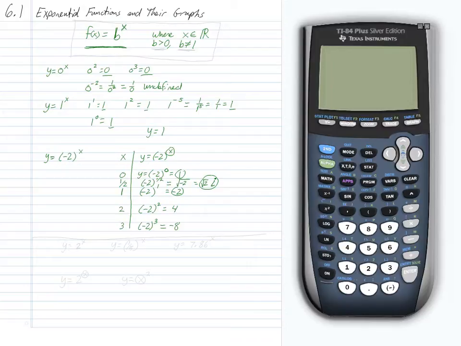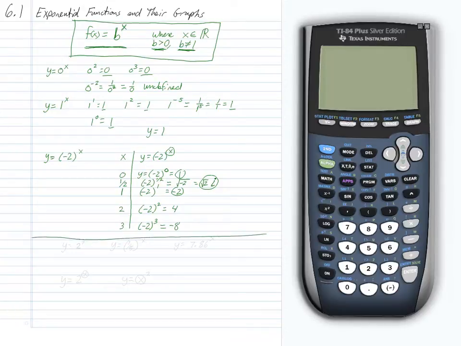So we don't like negative bases, we don't like the base to be 0, and when the base is 1, things are just a little boring. So our definition, the types of functions that we're going to be looking at in this section, are always going to look something like this.